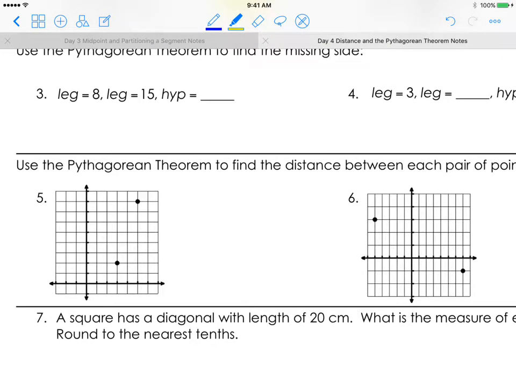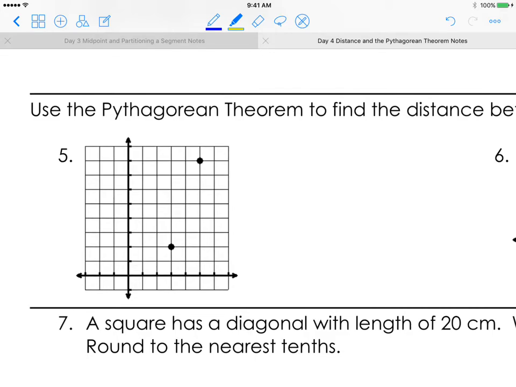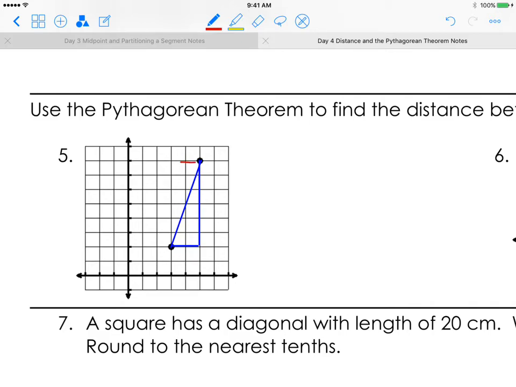All right, now use the Pythagorean theorem to find the distance between each pair of points. It doesn't matter how you draw your triangle, but you're going to have a long line here. Oh, can't write in a highlighter. You're going to have a long line here, and I'm going to drop my leg straight down, and I'm going to come across. Of course, if you wanted to, you could have gone over and down. You would have gotten the same answer because of the definition of a rectangle.